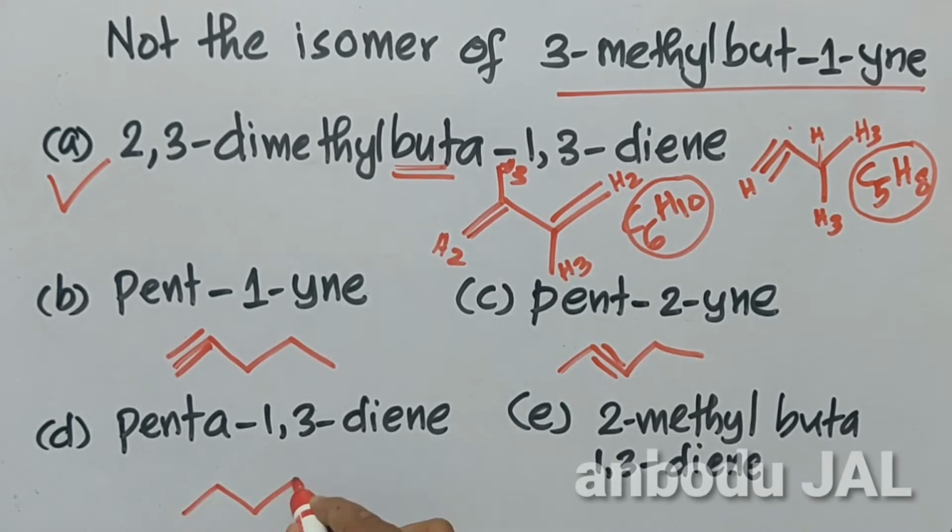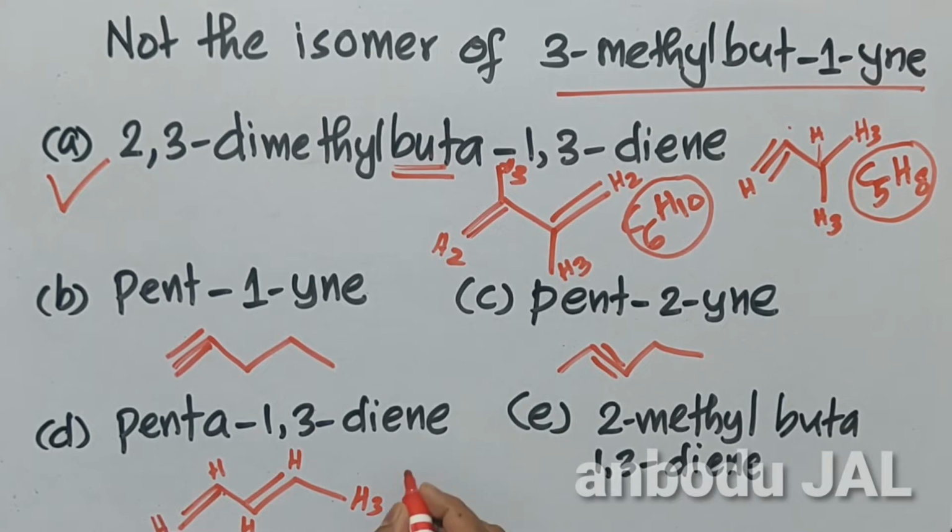Penta-1,3-diene, 1, 2, 3, 4, 5. Here 3 hydrogen atoms, here 1 hydrogen atom, here 1 hydrogen atom, here 1 hydrogen atom, here 2 hydrogen atoms. So 2 plus 1 is 3, 3 plus 1 is 4, 4 plus 1 is 5, 5 plus 3 is 8. That is C5H8, an isomer of the given compound.